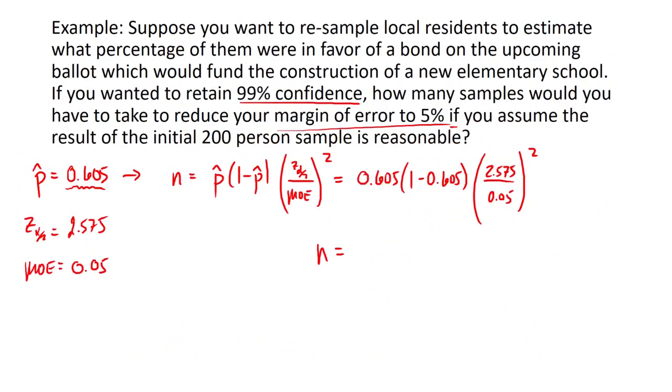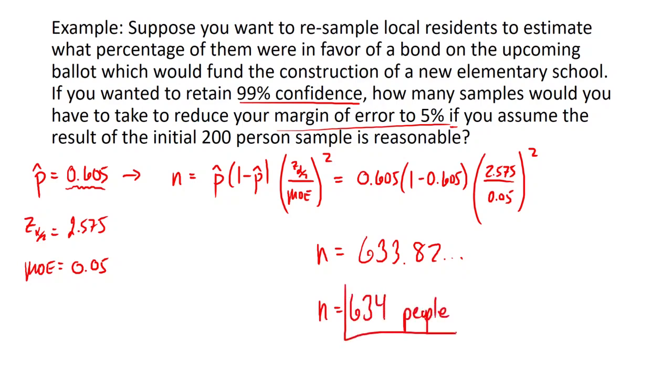What do you come up with if you calculate that? 634. 630 something? What is the decimal? 633.82. But again, we always round up, so that's why the answer would indeed be 634. So what you would do is make sure that you have a total sample size of 634 people. If the first 200 were collected as a simple random sample, you could use them as part of it. You just have to go collect an additional 434. That'd be fine if you still have that data.